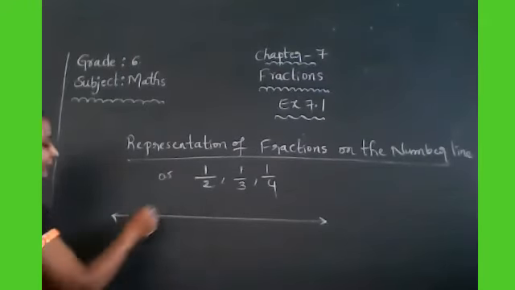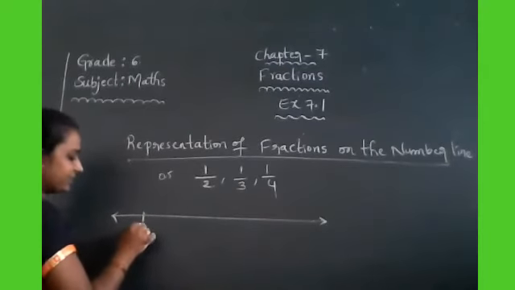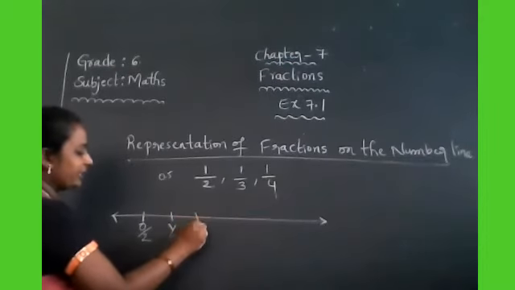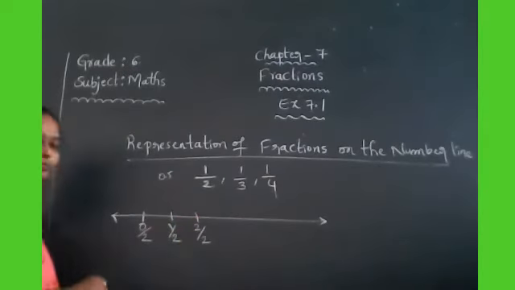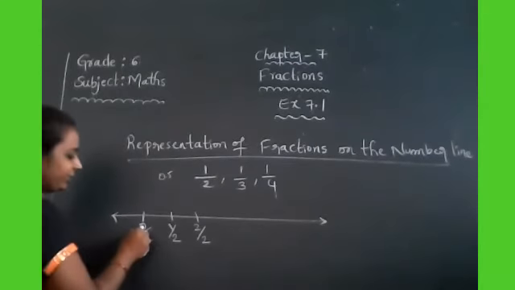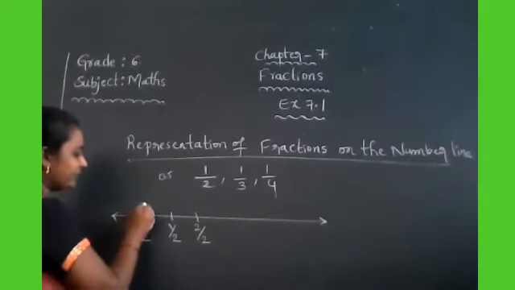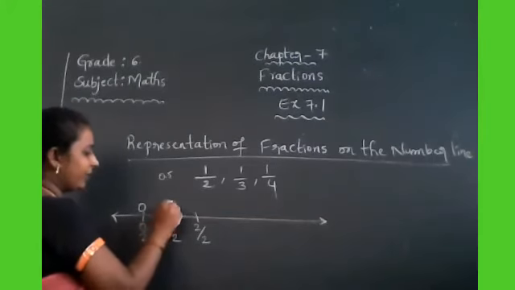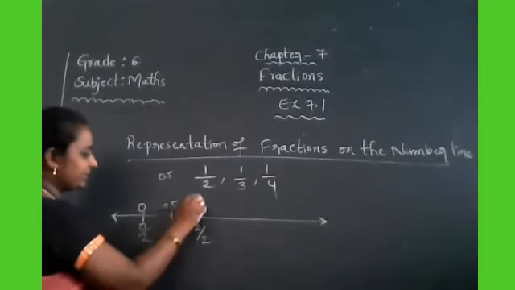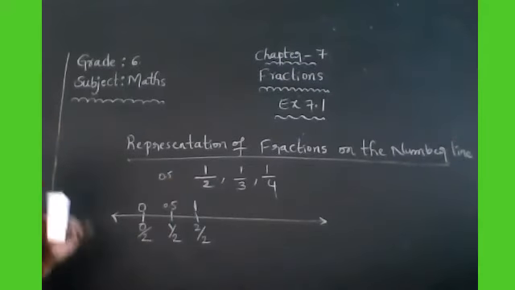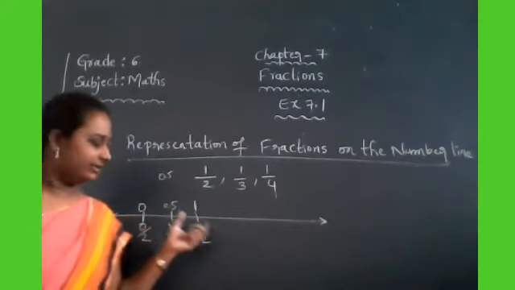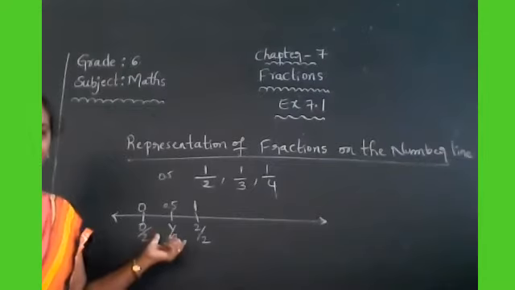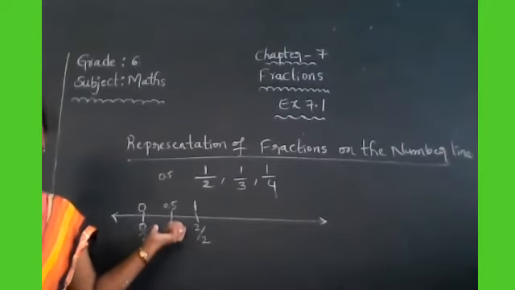So here for 1 by 2, it starts with first 0, 0 by 2. Okay, 1 by 2 and 2 by 2. So observe here: 0 by 2 means this value is 0. And here 1 by 2 means 0.5. 2 by 2 means 1. So now tell me, the fraction 1 by 2 lies between, yes, 0 and 1. So like this you have to represent the 1 by 2 fraction on the number line.